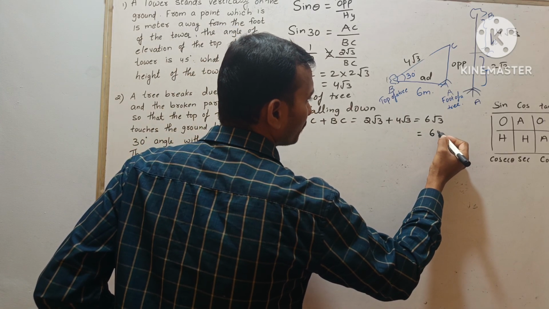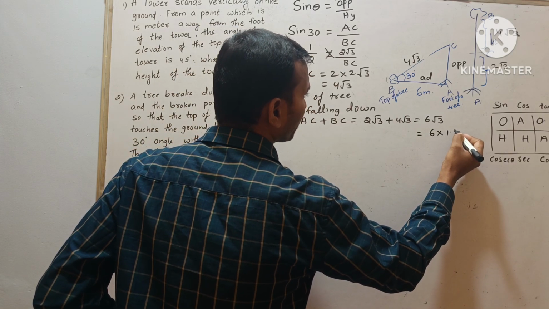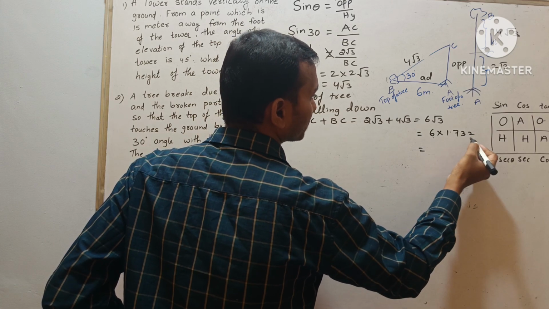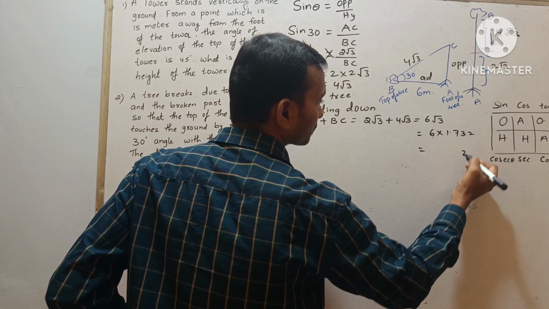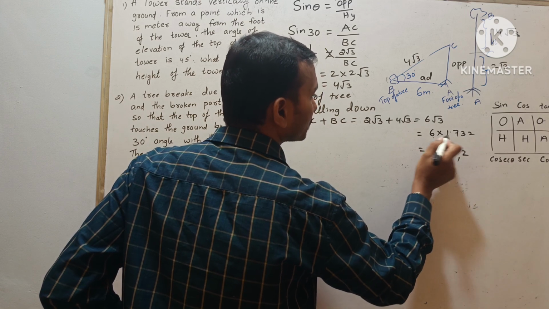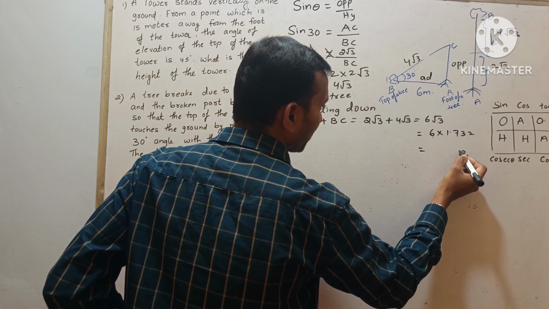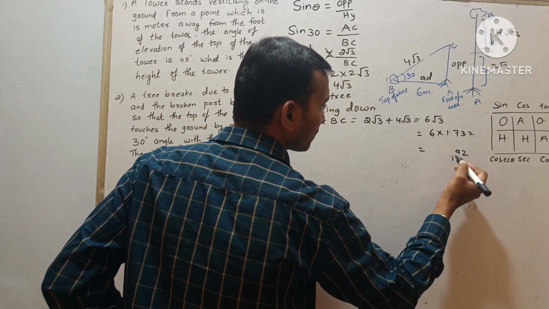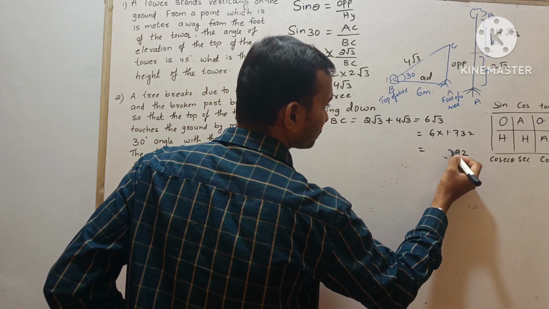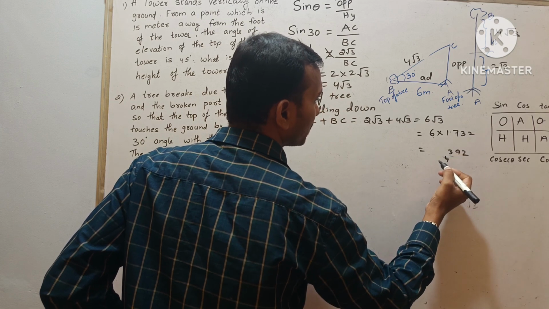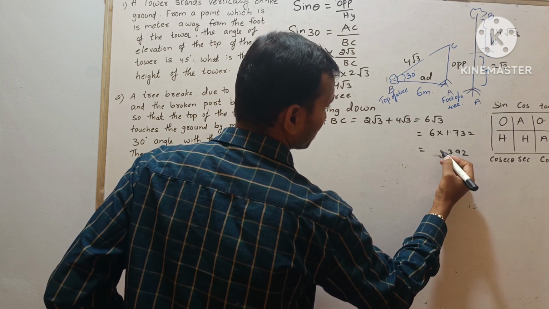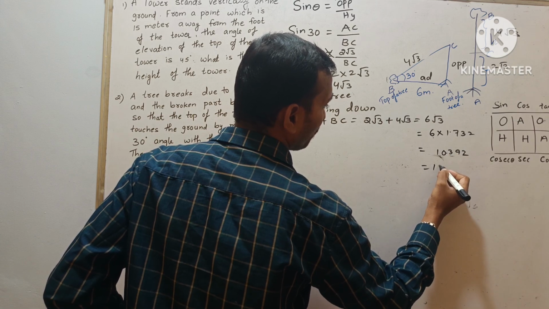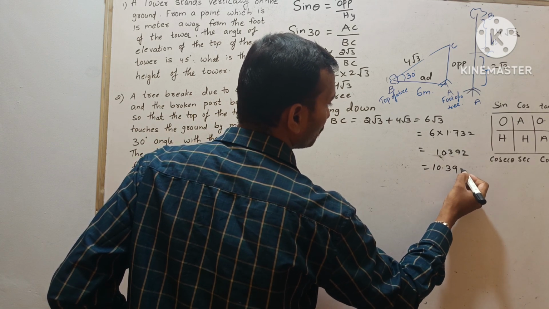So if you substitute the value of root 3, that is 1.732, multiply with 6. 6 2s are 12. 6 3s are 18, 18 plus 1 is 19. 6 7s are 42, 42 plus 1 is 43. 6 1s are 6, 6 plus 4 is 10. Put the decimal point after 3 digits. So 10.392 meters.